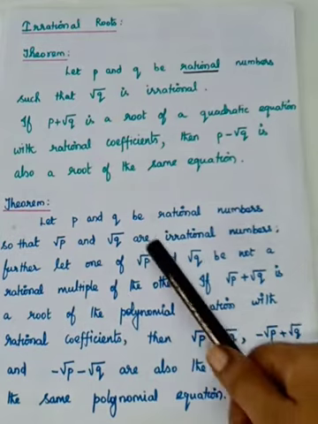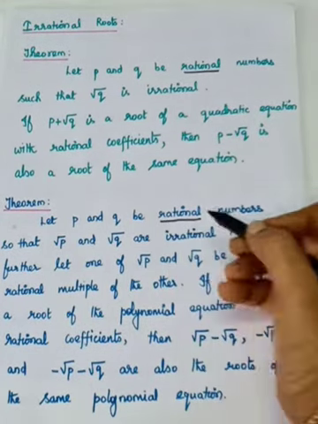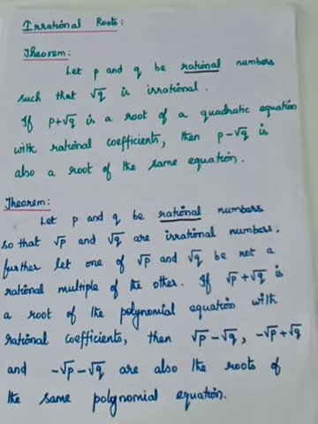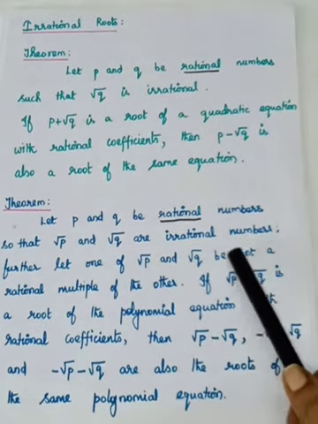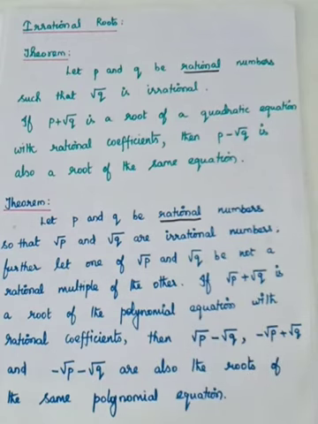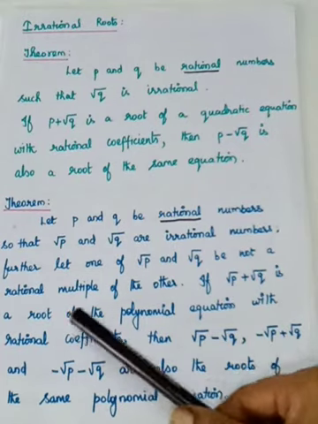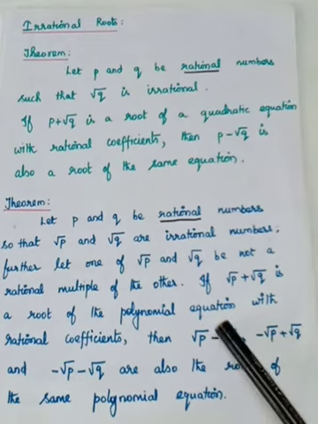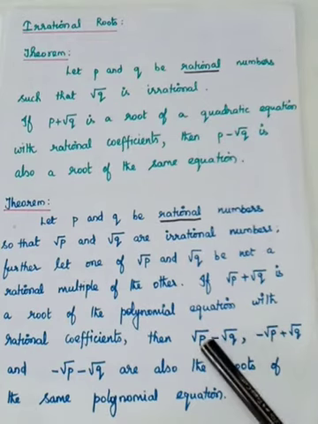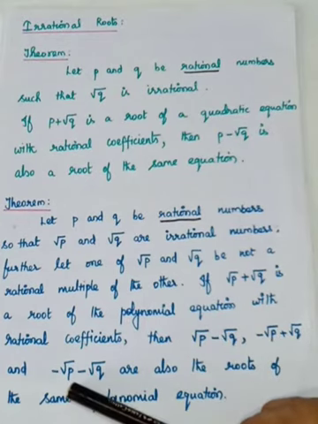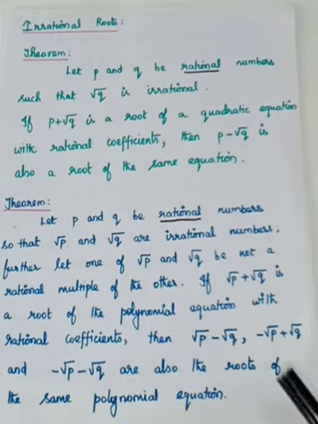And the next one: let p and q be rational numbers so that root p and root q are irrational numbers. Further, let one of root p and root q not be a rational multiple of the other. If root p plus root q is a root of a polynomial equation with rational coefficients, what other roots will you have? Root p minus root q, minus root p plus root q, and minus root p minus root q are also roots of the same polynomial equation.